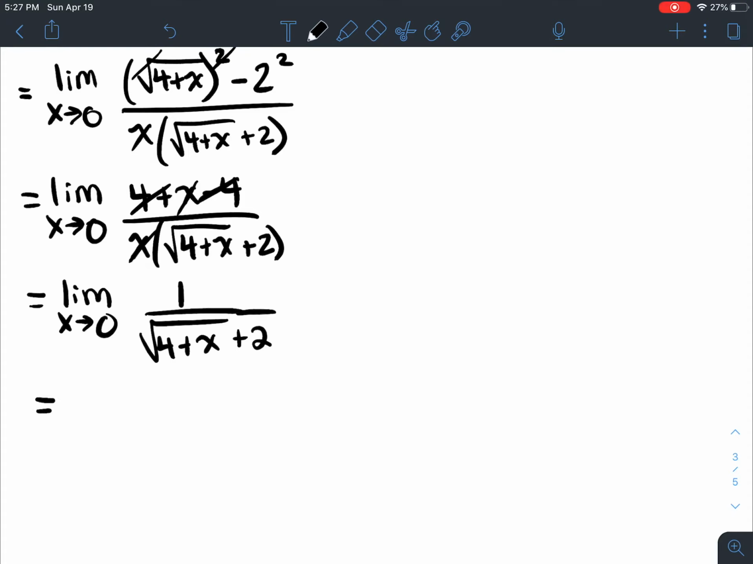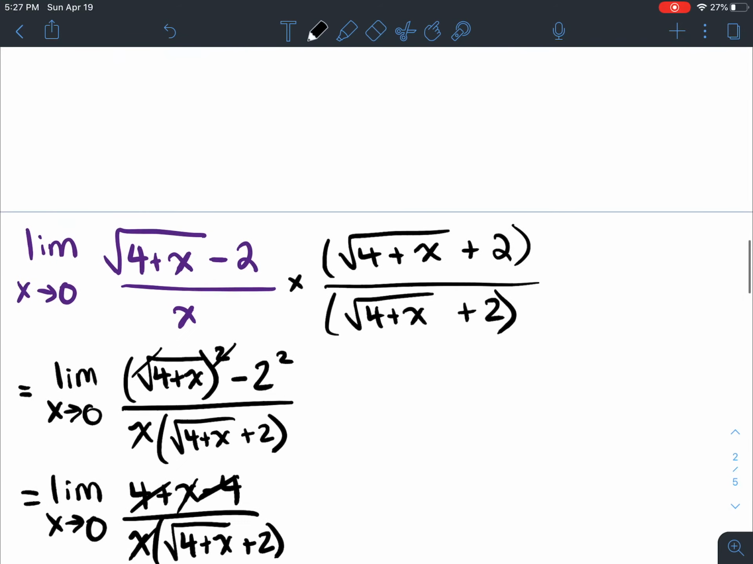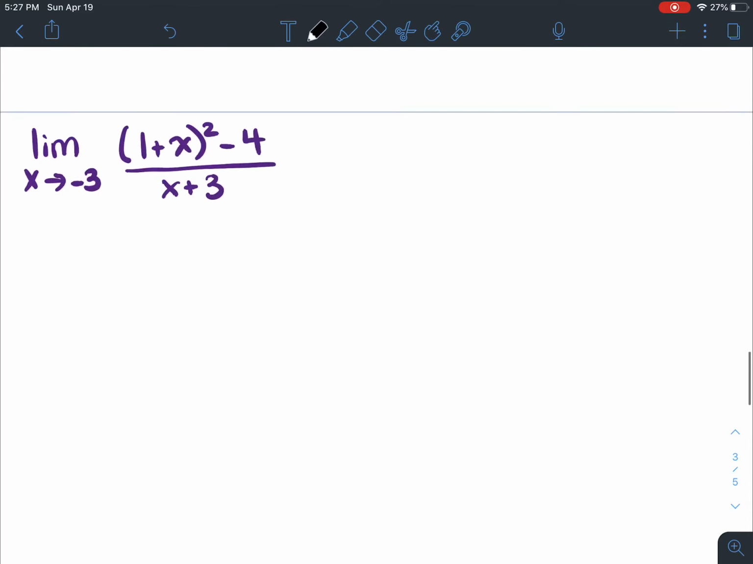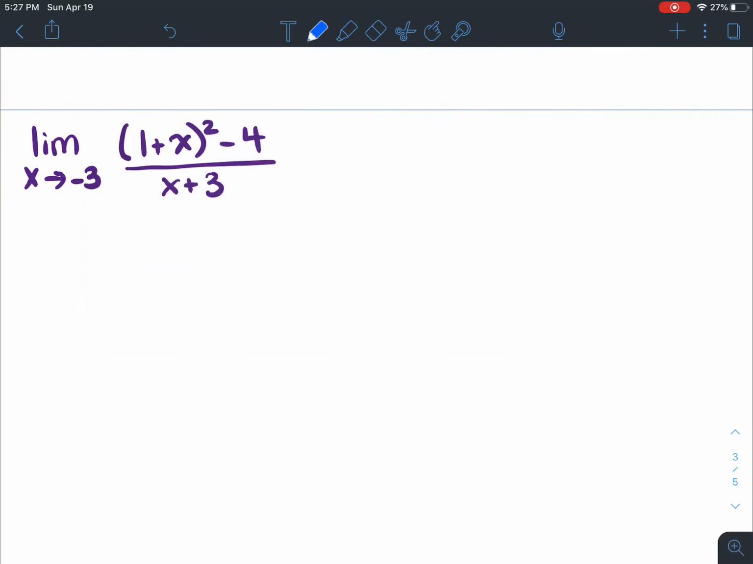So I get this. And then when I sub 0 in for x, I get 1 over 4. So this limit actually does exist. Just doesn't look like it right off the bat. That's what the indeterminate form is. You have to do some work before you can actually find the limit. Okay, last one. I'm going to get in trouble.